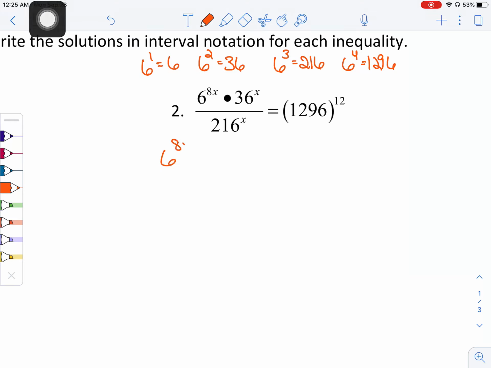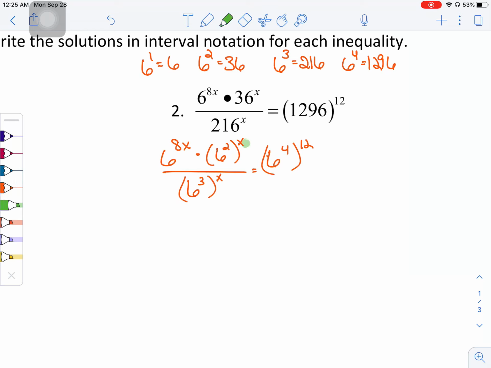6 is not going to get replaced. 36 is. 216 is. Let's see, that would be 6 to the 4th to the 12th. Okay. So I'm going to do a little multiplication, and multiplication here, here, and here. So 6 to the 8x times 6 to the 2x over 6 to the 3x equals 6 to the, what is that, 48? Yeah, sounds good.